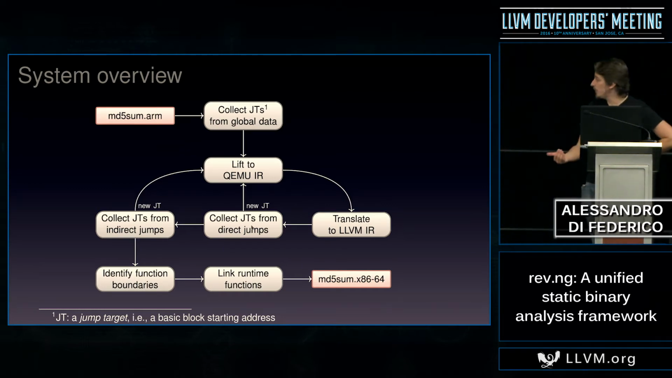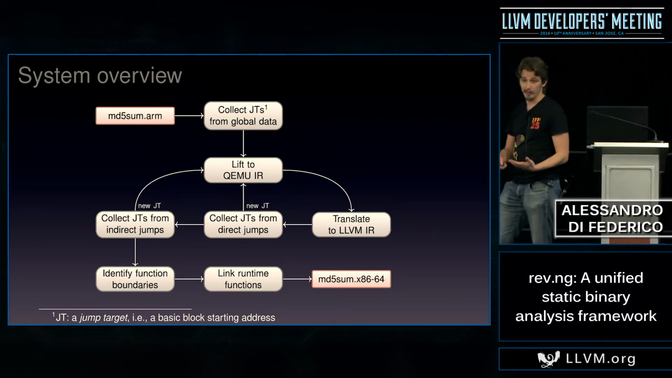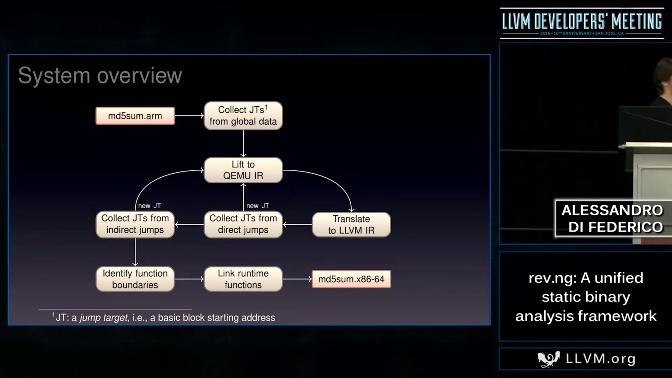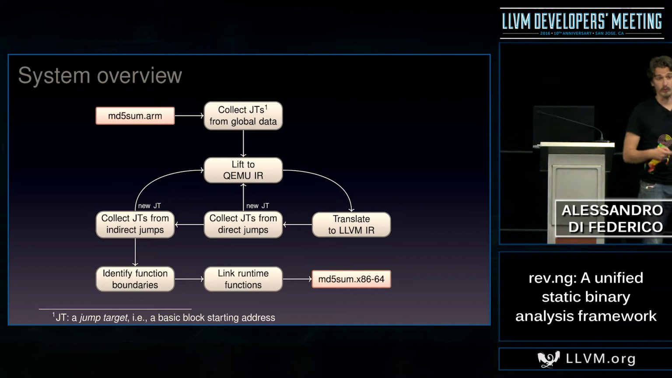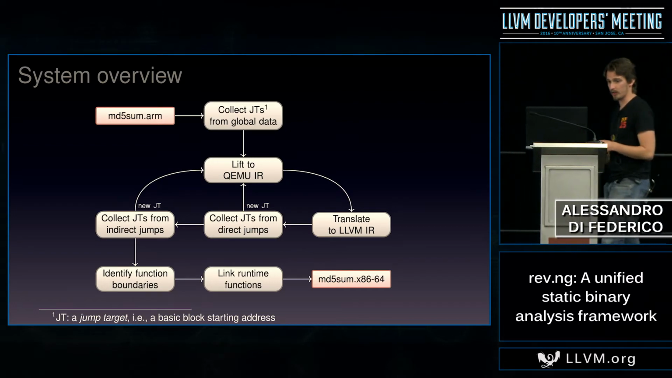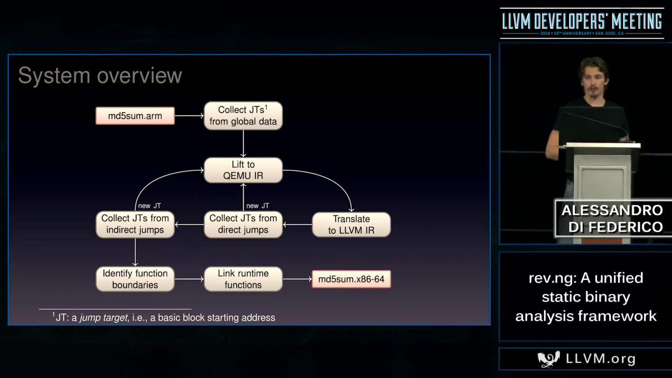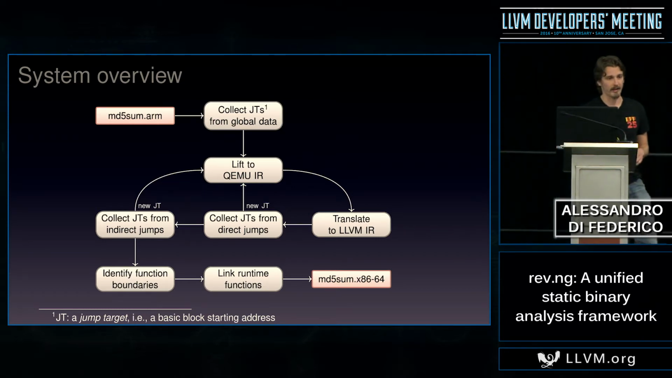Once we cannot find any new additional jump target due to the direct jumps, we perform a series of more expensive analyses to try to recover the jump target, the destination of indirect branches, for instance, due to switch statements. We'll see an example of this in a while. And basically, do we have new jump targets? OK, let's go back to QEMU again.